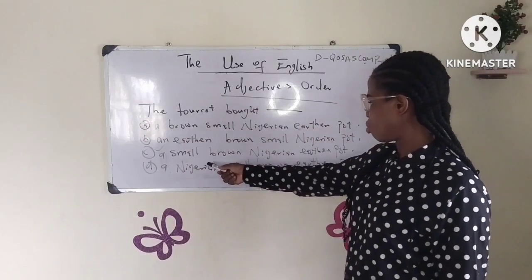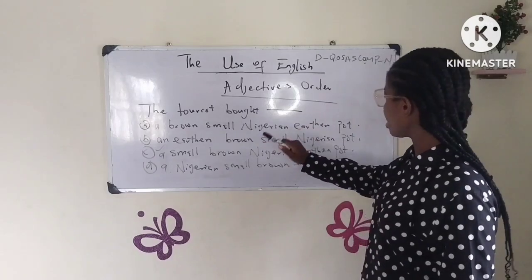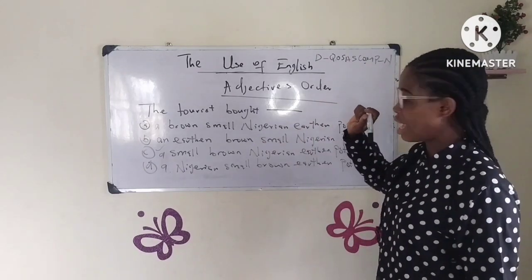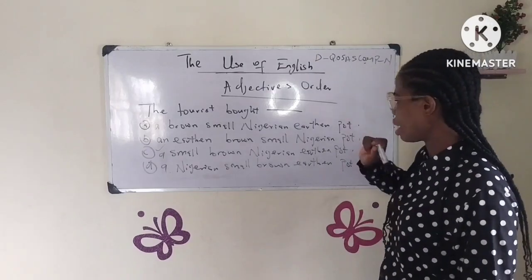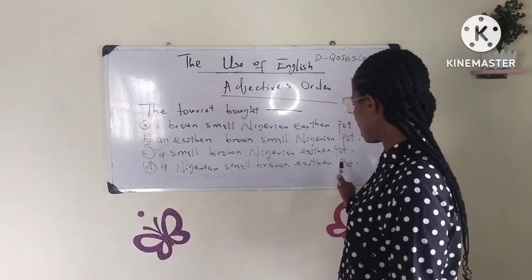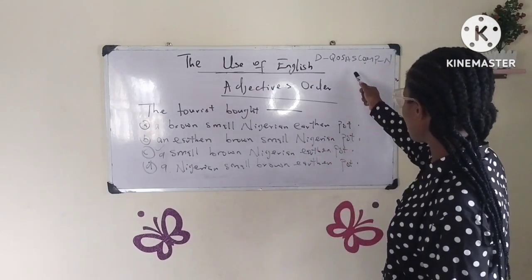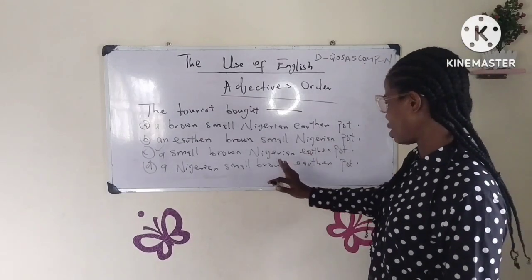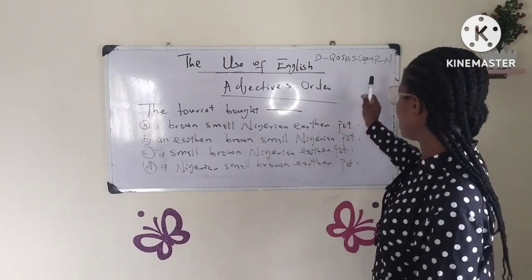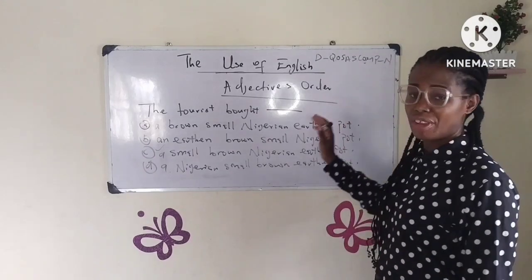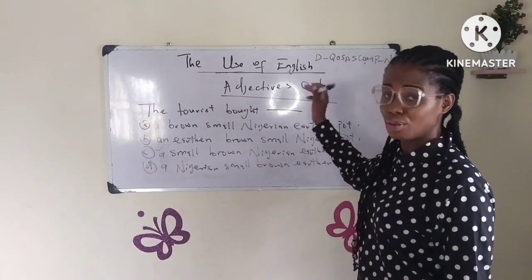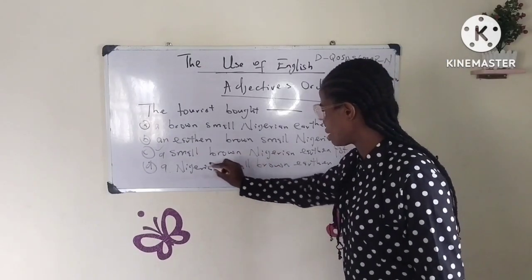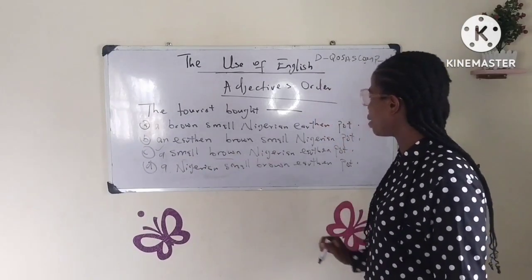Now we have a small. After size, what do we have next? Age. Any word that indicates age? No. Now we'll move to the next letter. Shape. S. Shape. Do you have any word that shows shape? No. Then we'll move to the next letter. C. Color. Do you have any word that shows color? Yes, brown. So it still follows. So after small, what should follow is brown.